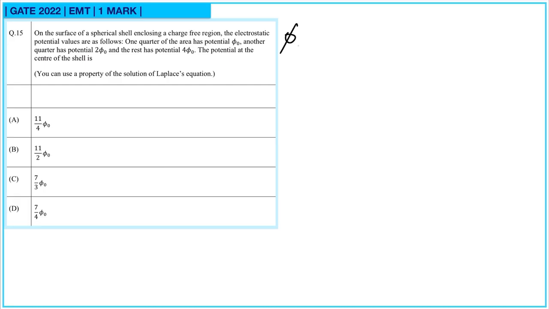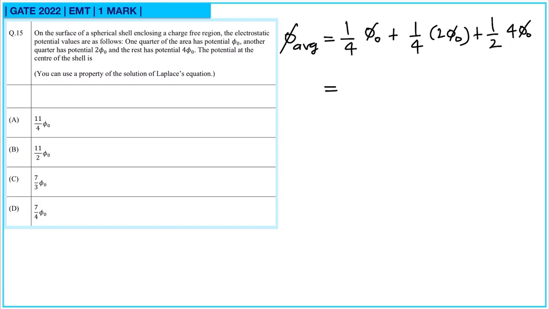Now phi average we can calculate. So 1/4 has phi naught, plus 1/4 has 2 phi naught, and the rest, which is half, has 4 phi naught. So this will be equal to 1/4 plus 1/4 plus 2, so totally it will be 11/4 into phi naught. So option A is correct.